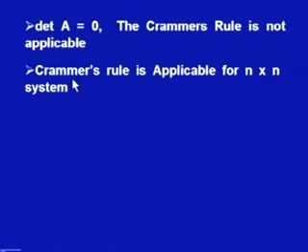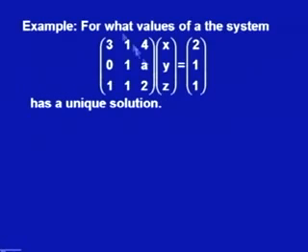And further, Cramer's rule is applicable for an n by n system, because only then is determinant A meaningful. So, Cramer's rule has two limitations: it has to be applicable for an n by n system, and second, determinant A should be non-zero. So, let us illustrate Cramer's rule for this given system.